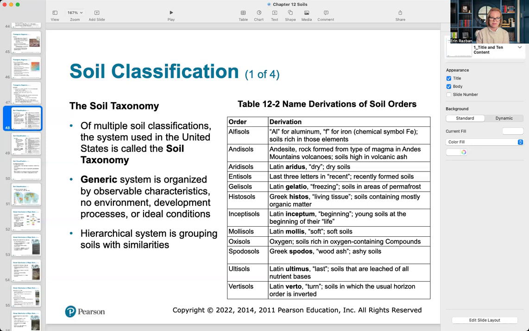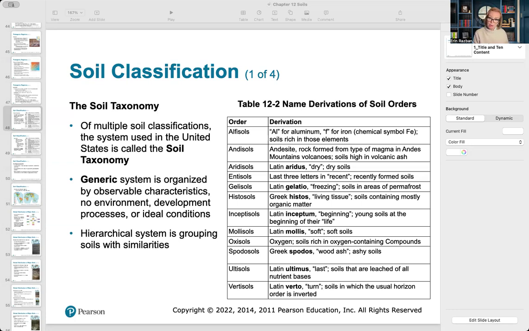Hey, geographers. Today we're going to dive into what might be the most complicated classification system in physical geography, soil classifications. So imagine trying to categorize something as dynamic and variable as soil. It's like trying to organize a constantly changing living system. Each handful of soil tells a unique story of geology, climate, and biological processes.